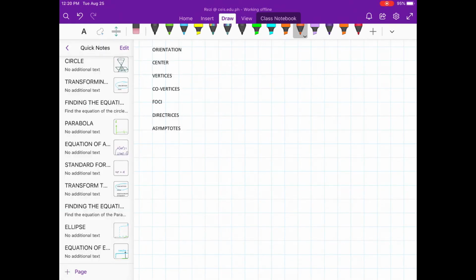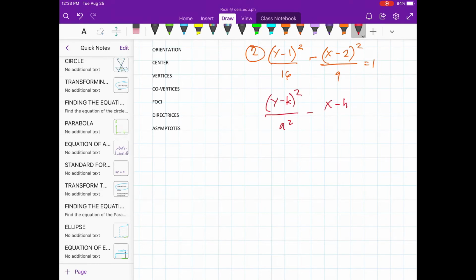Let's have another example. Looking at this given, we see that it is almost similar with the previous equation. The only difference is the minuend and the subtrahend are interchanged. Let's use this equation. This means that the graph of the equation is a hyperbola that is vertically oriented.